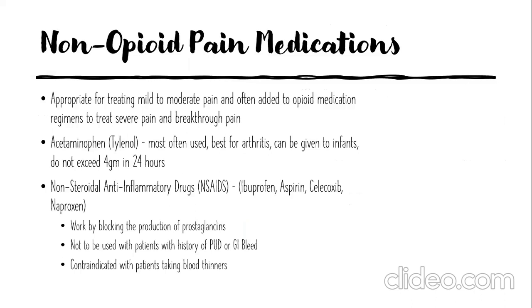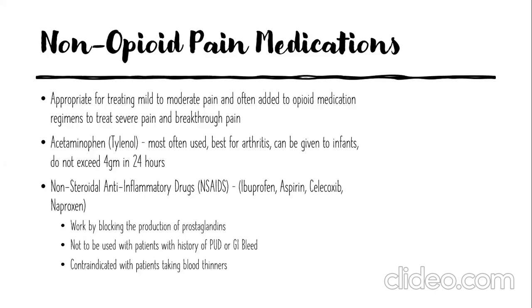Non-opioid pain meds, again, are appropriate for treating mild to moderate pain, and can also be used in conjunction with opioids to reduce pain. Tylenol is the most often used, and older people say it works really well for arthritis. It's the number one, the first treatment for arthritis. And it's the only drug that is safe for pregnancy and can be given to infants. You cannot give a baby less than 6 months old ibuprofen. It's Tylenol up until 6 months.